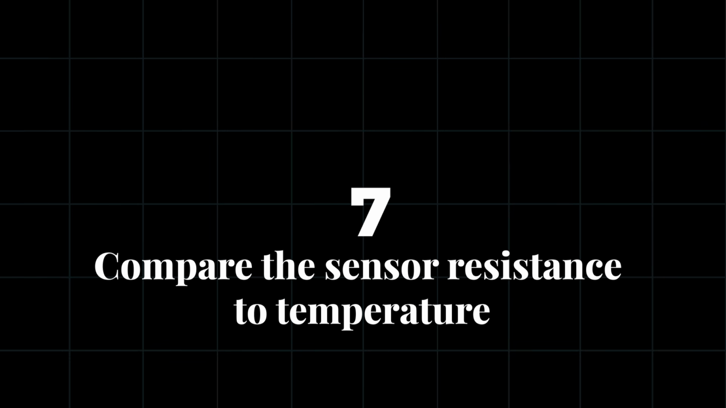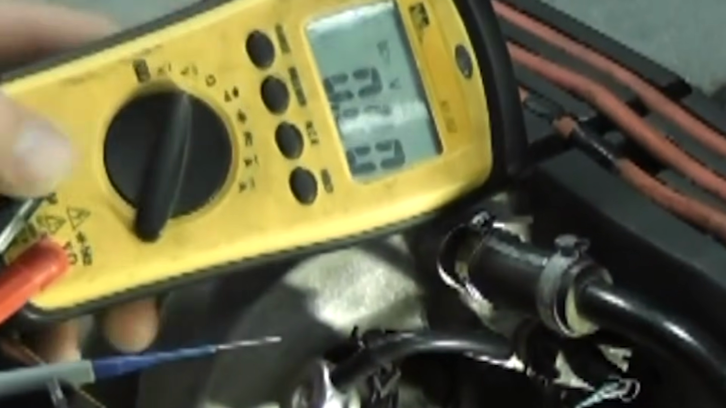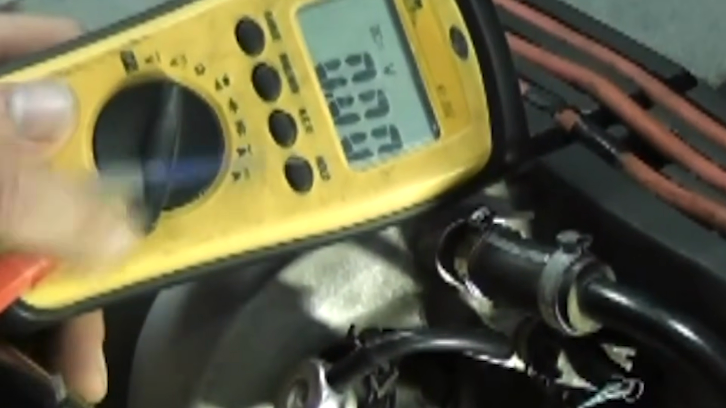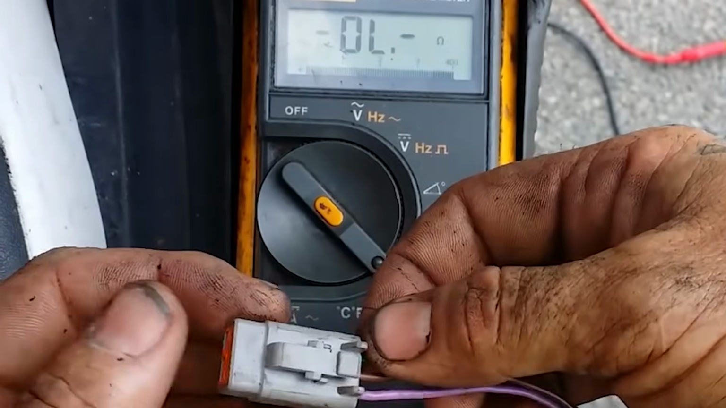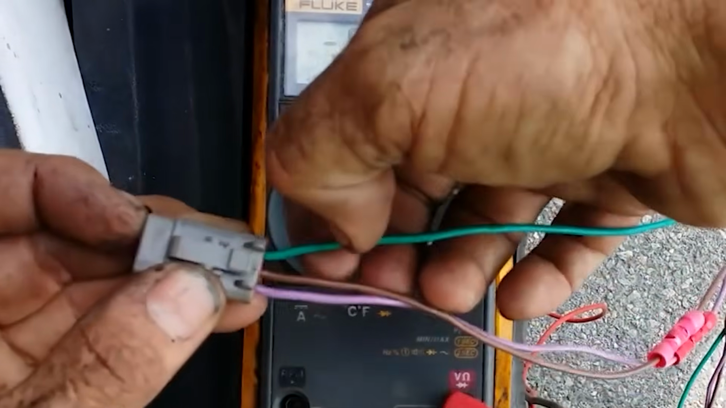Seventh, compare the sensor resistance to temperature if you have the specs and are using a multimeter. Since this is a thermistor-style sensor on most vehicles, the resistance should change with temperature. If the resistance is way out of range or completely open, the sensor may be bad.